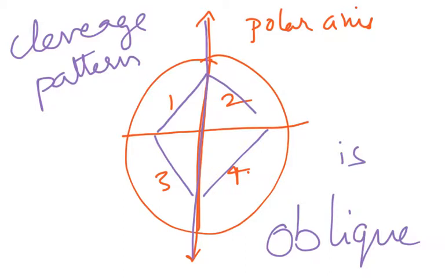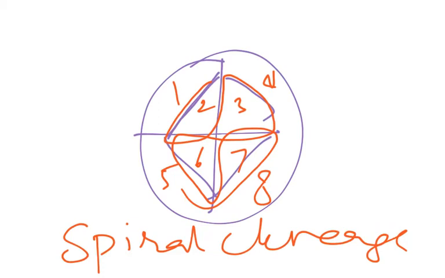Let me define it again. If the cleavage pattern is oblique to the polar axis of the embryo, we call such type of cleavage spiral cleavage.